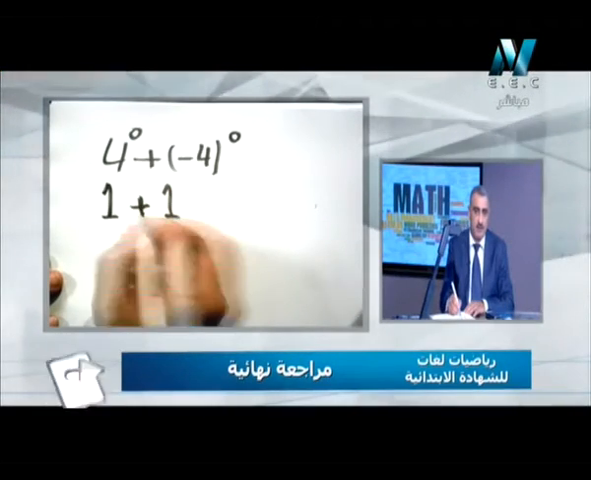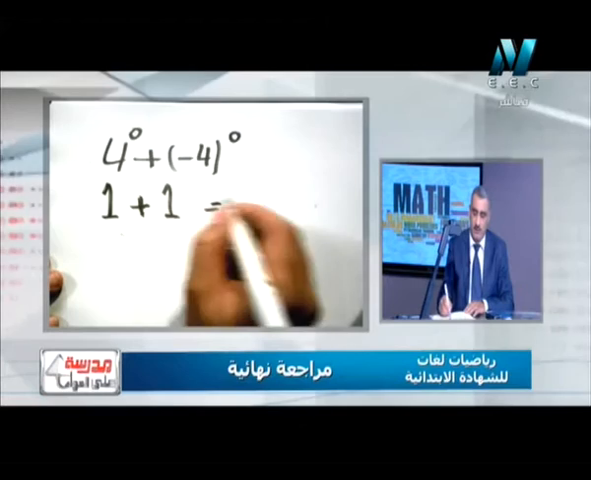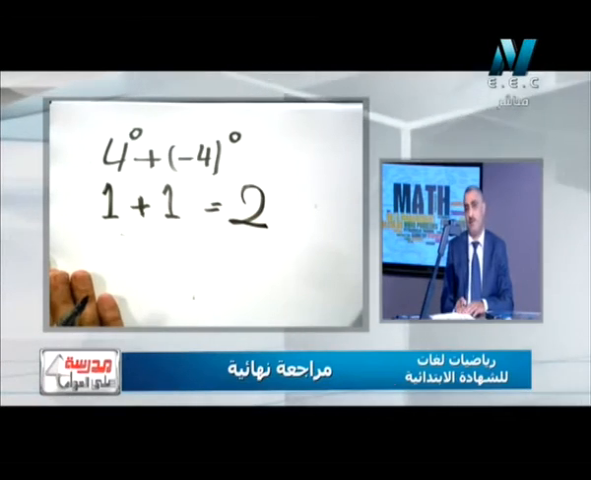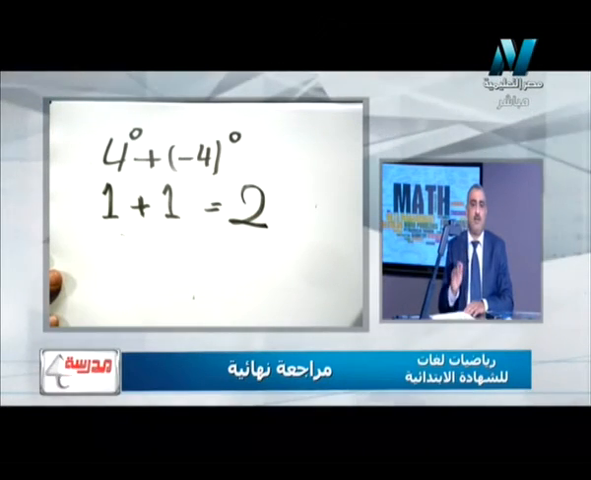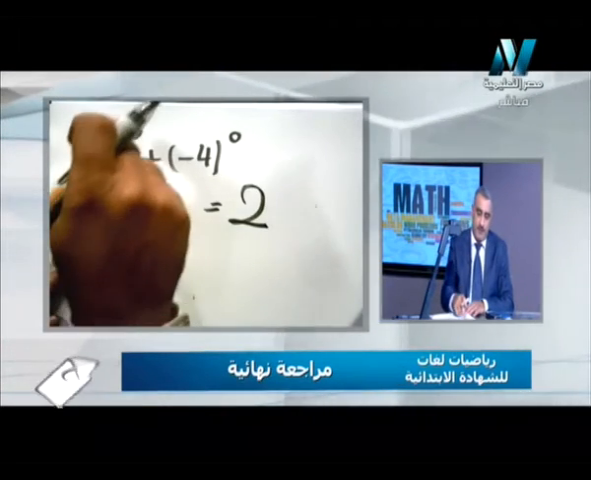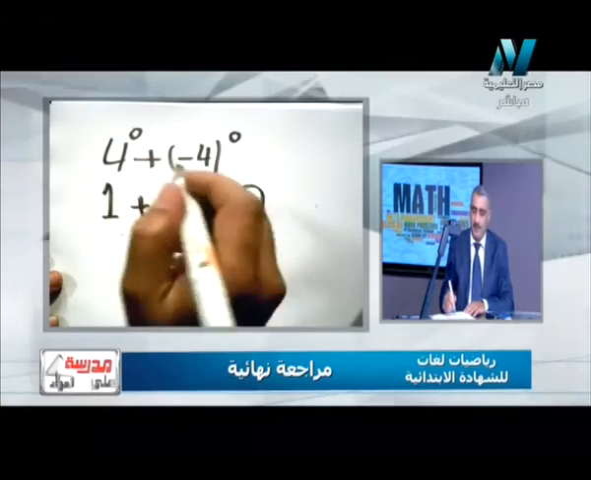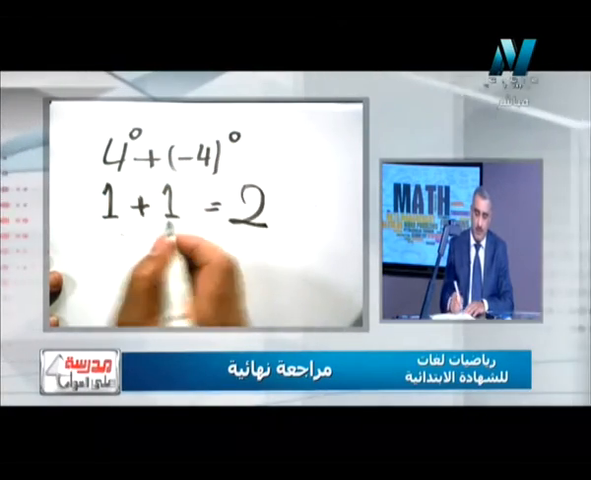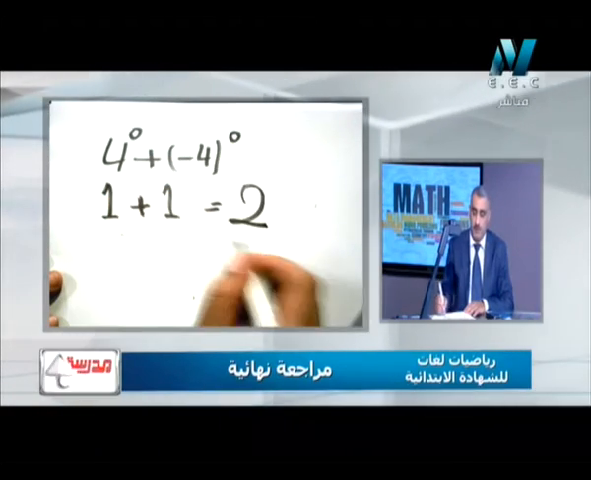What is the result? What is the answer? Equals 2. Just apply the rule. Don't forget, any number except 0 to the power 0 equals 1. 4 power 0 equals 1 plus negative 4 all power 0 equals 1. So 1 plus 1, the result will be 2.